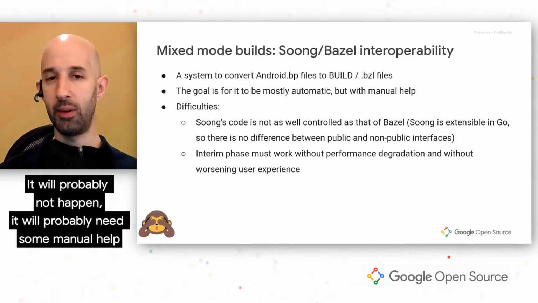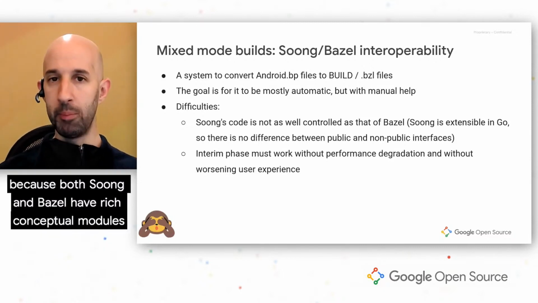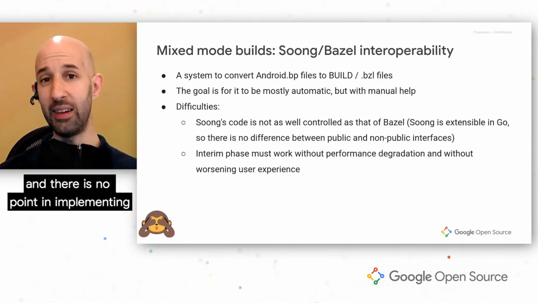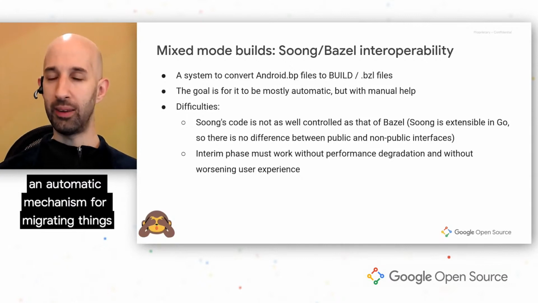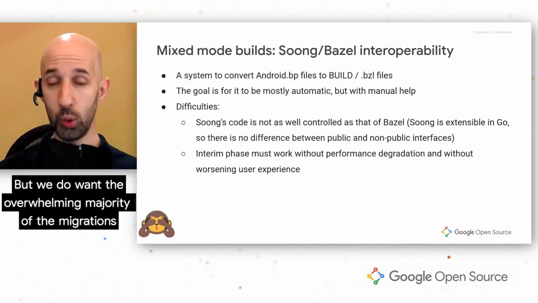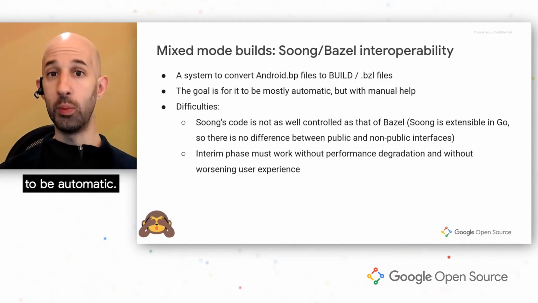It will probably need some manual help because both Soong and Bazel have rich conceptual models, and there is no point in implementing an automatic mechanism for migrating things that are used just once or twice in the code base. But we do want the overwhelming majority of the migration to be automatic.